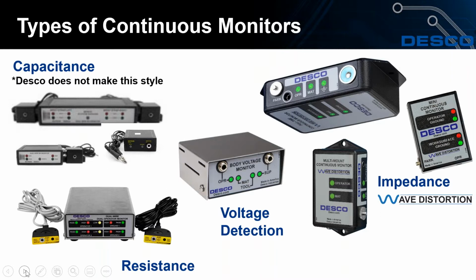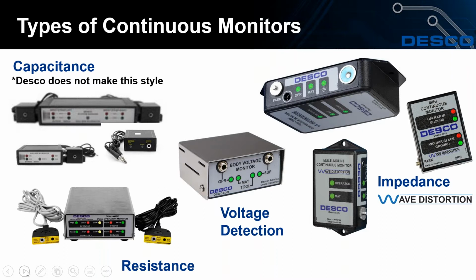Then we have voltage detection. This is a monitor that when you're plugged into it, instead of necessarily monitoring resistance or capacitance impedance, it monitors if you have a charge on your body. So this is also a good technology if you have extremely sensitive devices and you want to know if the things that you do at your workstation, sliding around in your chair, whatever you're doing, generate a charge. Voltage detection monitors will let you know that.